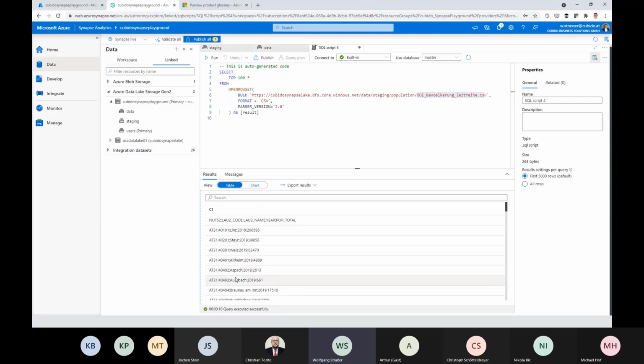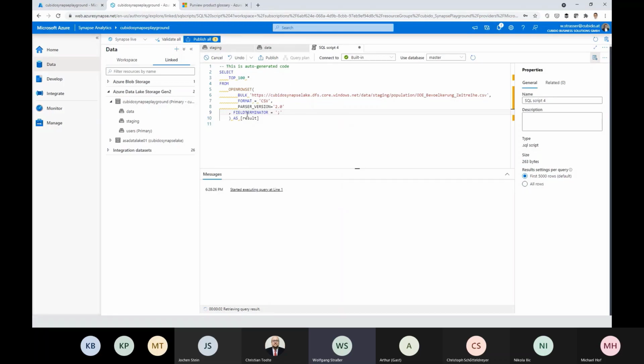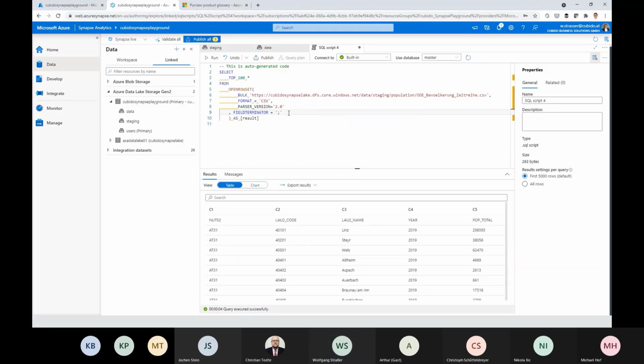What we see is it's text in there, and there's some more information needed because Synapse needs to know how to separate the different columns. So add the option field terminator. And maybe I would like to skip the first row because the first row contains some sort of not that usable column header. So I'm going to say first data row is row number 2. It uses the OPENROWSET command to connect to your data lake, uses the CSV parser in the newest version, version 2, and we are adding some parameters in there.